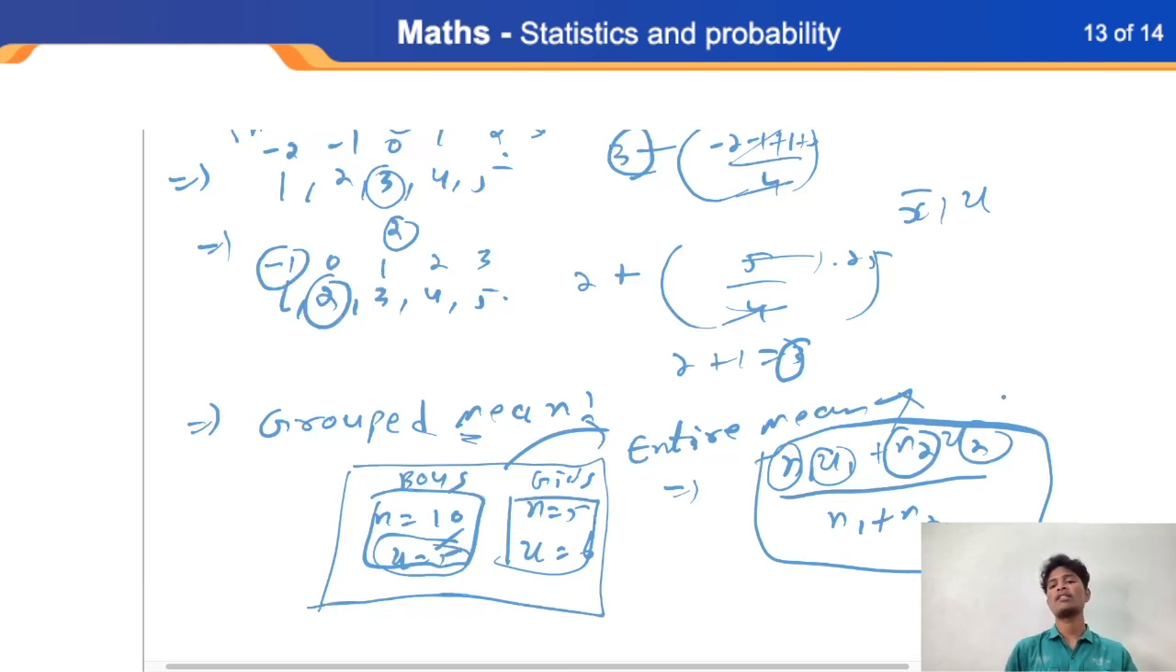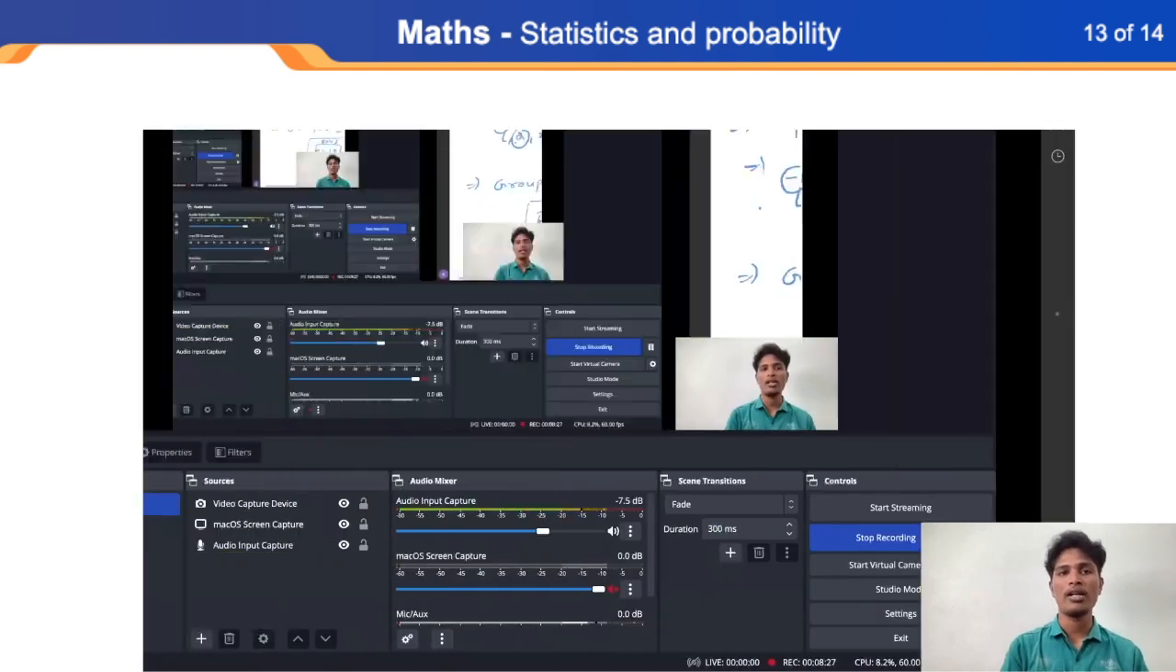In the JEE previous years, there are so many examples for this formula, that is grouped mean. This formula is for grouped mean. You have to understand how important it is.